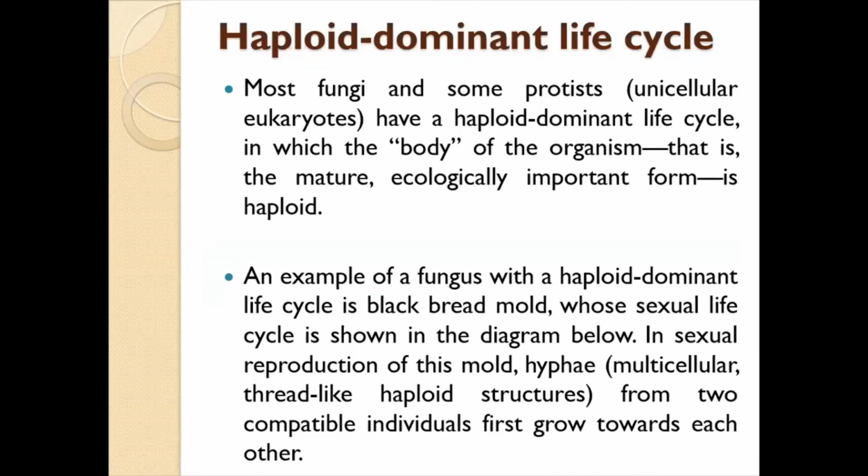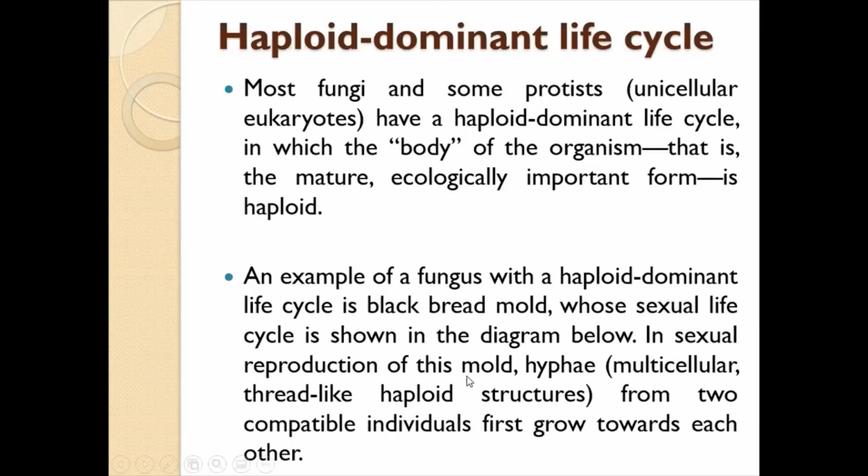In the haploid dominant life cycle, most fungi and some protists, that is, unicellular eukaryotes, have a life cycle in which the body of the organism, the mature or ecologically important form, is haploid. An example of a fungus with a haploid dominant life cycle is black bread mold, whose sexual life cycle is shown in the diagram below.